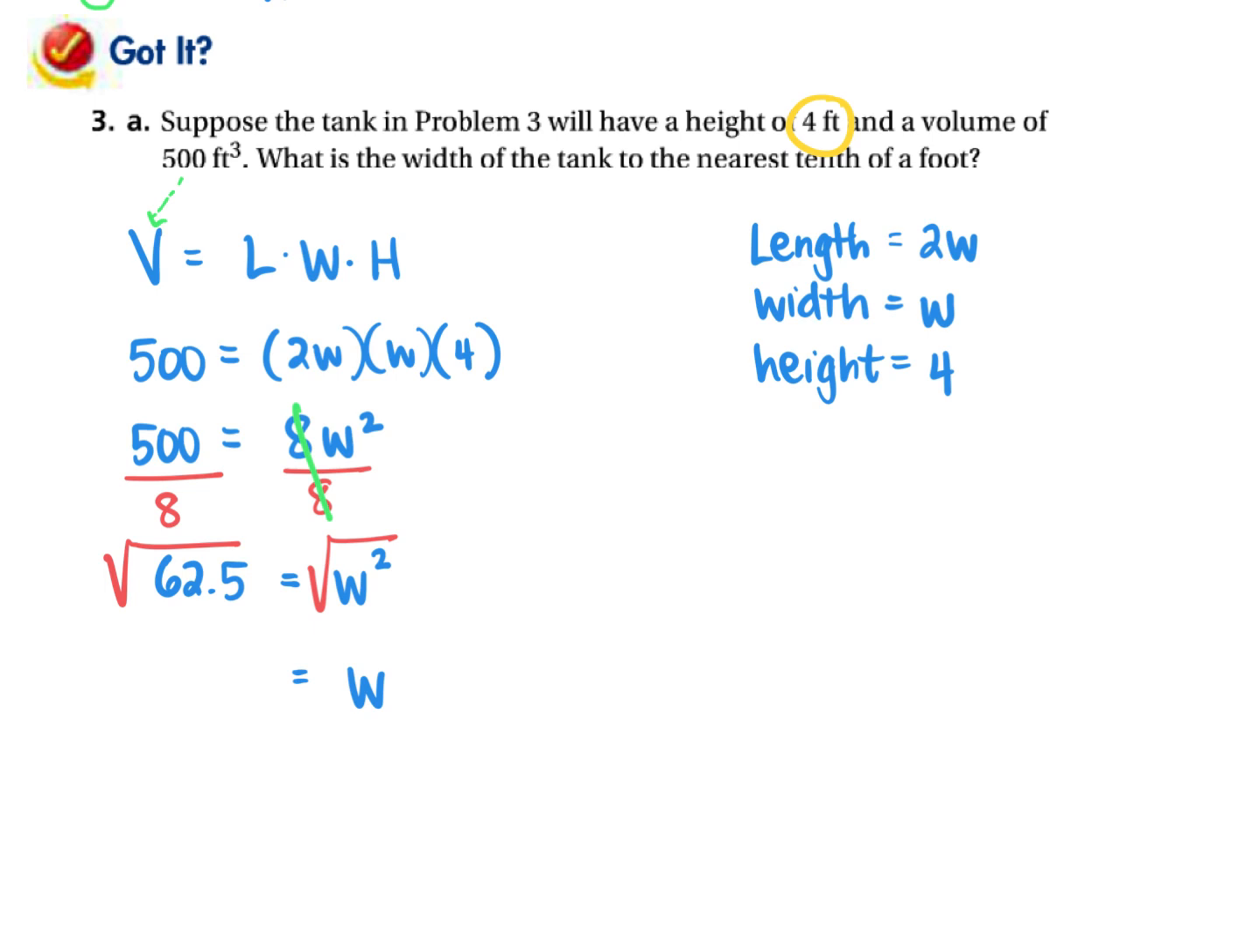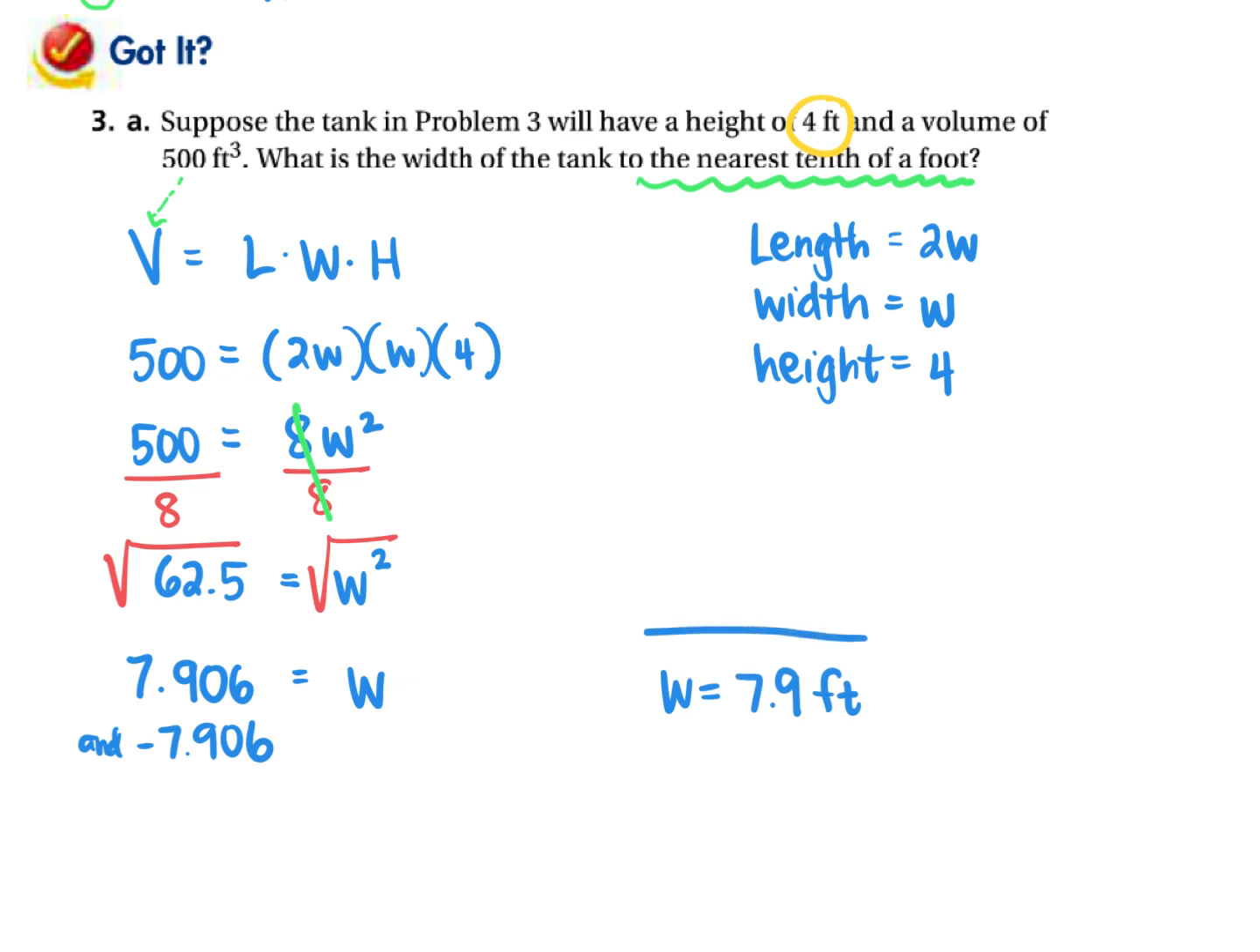which is 7.906. And of course, there's the negative 7.906. But because this is still an aquarium in real life that doesn't have negative sides, our final answer to the nearest tenth, so that means 1 decimal place, is 7.9. And since 0 came next, we can stop with 7.9, and feet is the answer, the units.